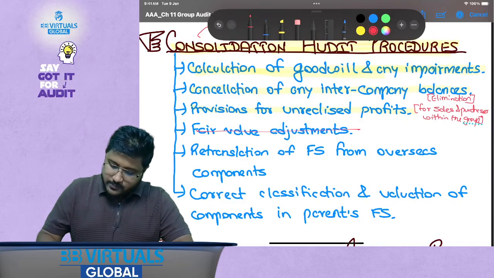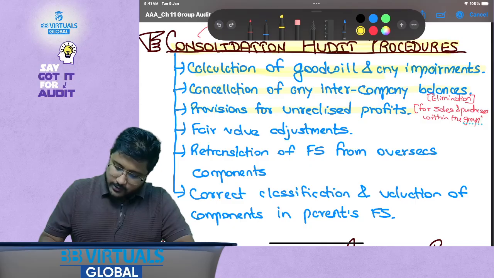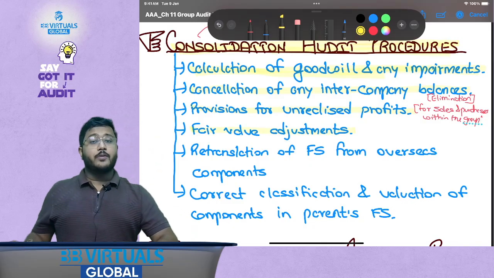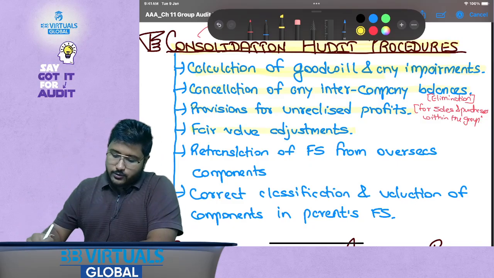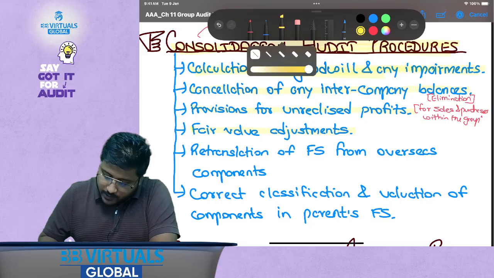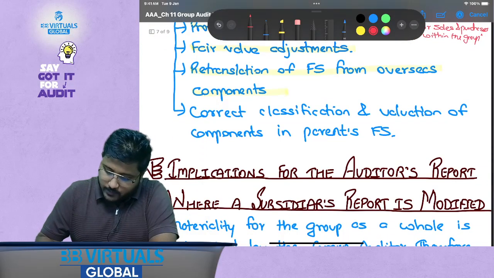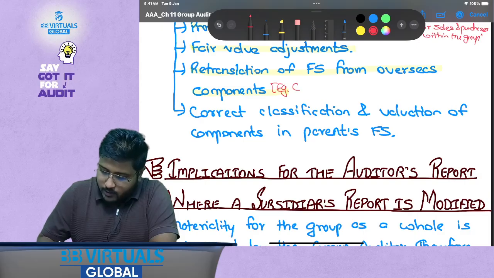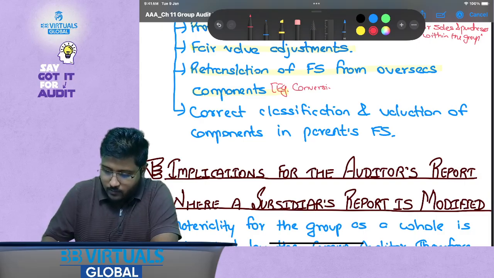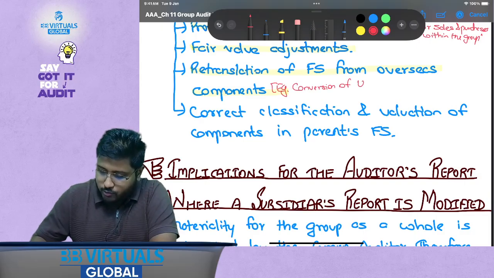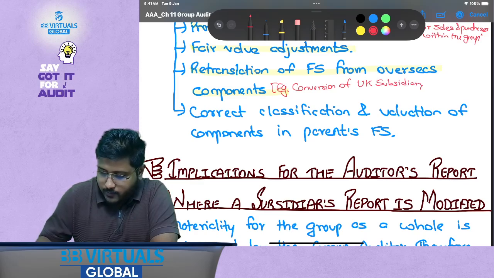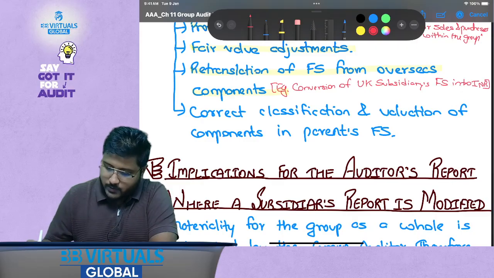Then fair value adjustments. Fair value adjustment needs to be done. What is fair value adjustments? So there could be fair value of investments also within the group, right? Then retranslation of financial statements from overseas components. Example, conversion of UK subsidiaries FS into INR, that could be there, right?